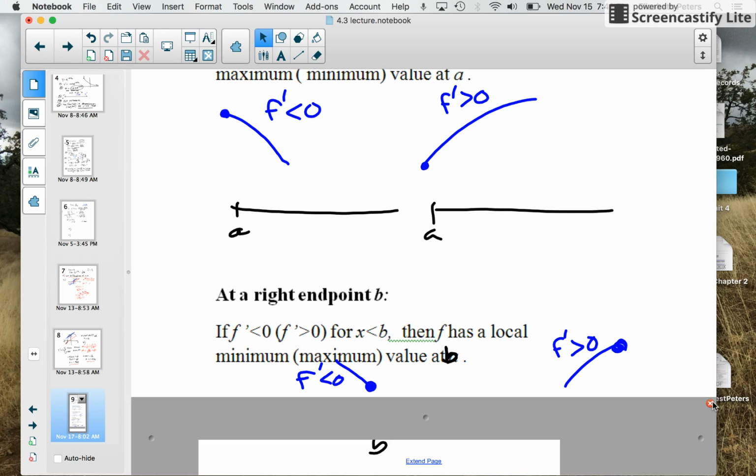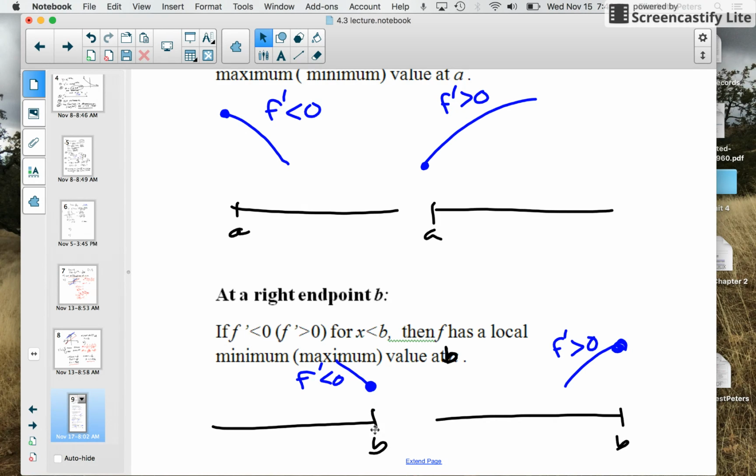We're going to say that if we've got our right endpoint B and the derivative is negative coming down into B, then we've got a minimum value. If the derivative is positive coming up to B, then we've got a maximum value at that endpoint. And we can call those endpoints local maximum and minimum values.